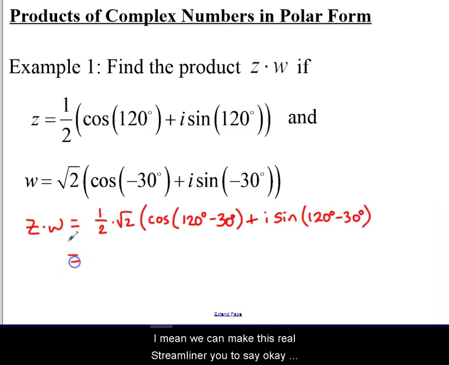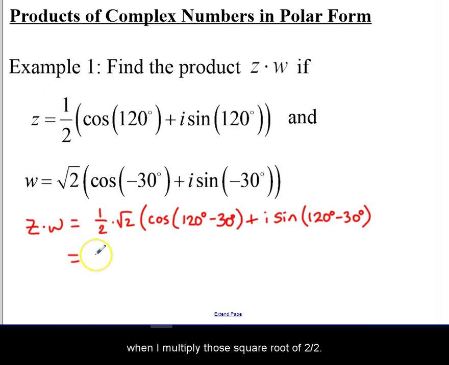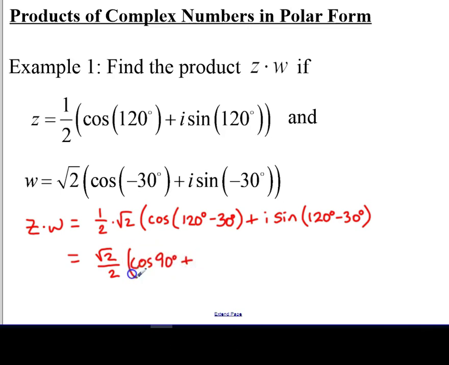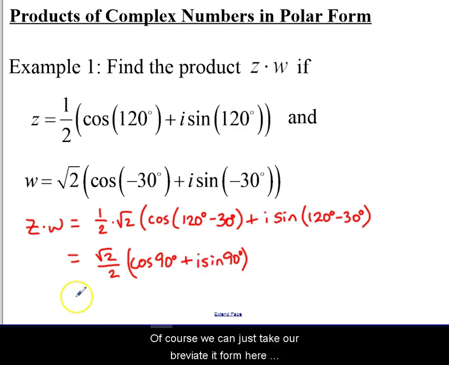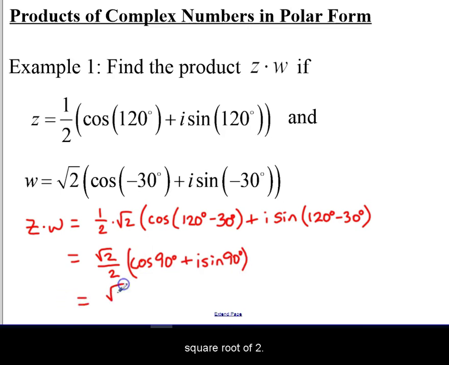And again, you can make this real streamlined. You could just say, okay, I'm going to multiply those, square root of 2 over 2, times cosine of 90 degrees plus I sine 90. And of course, we can just take our abbreviated form here, square root of 2 over 2 cis 90 degrees. So there's our answer.